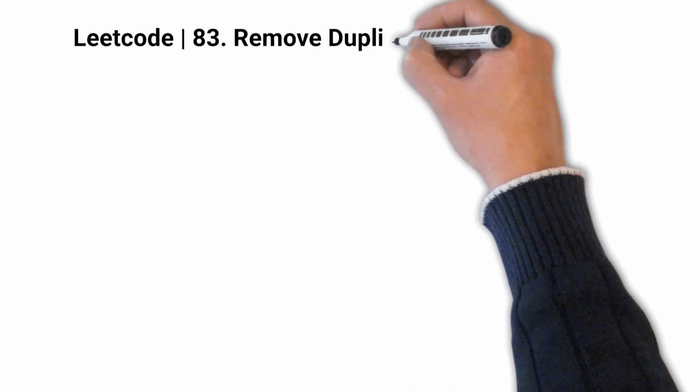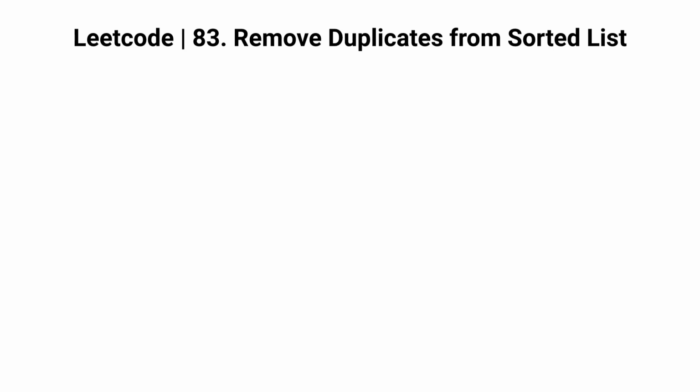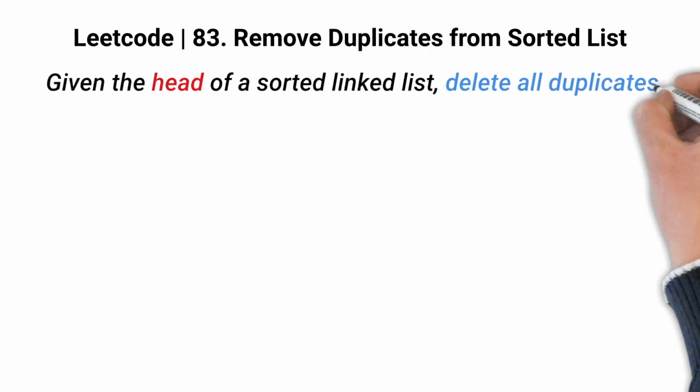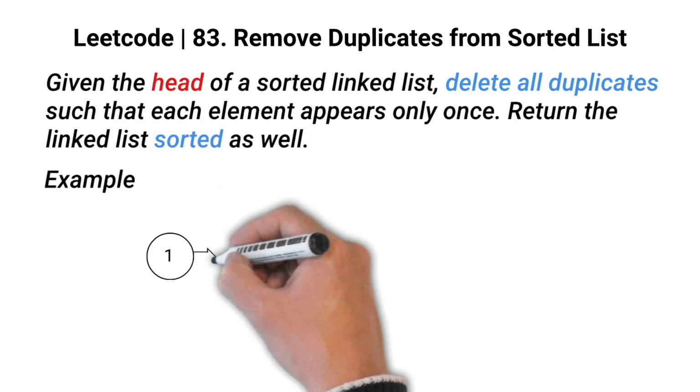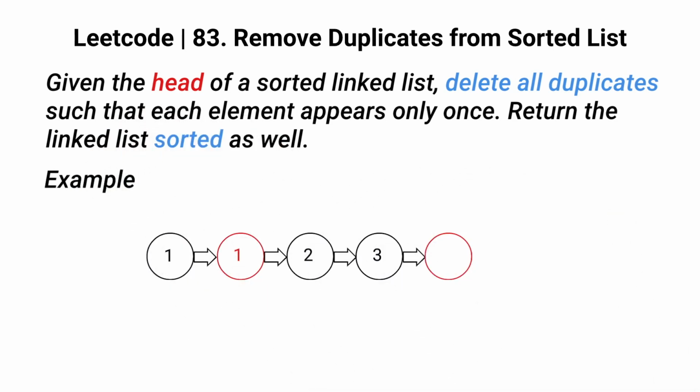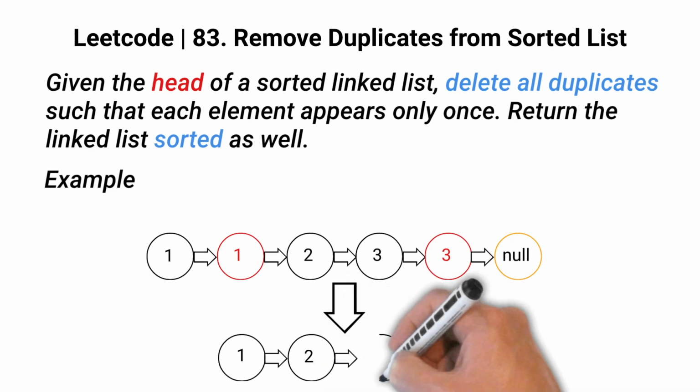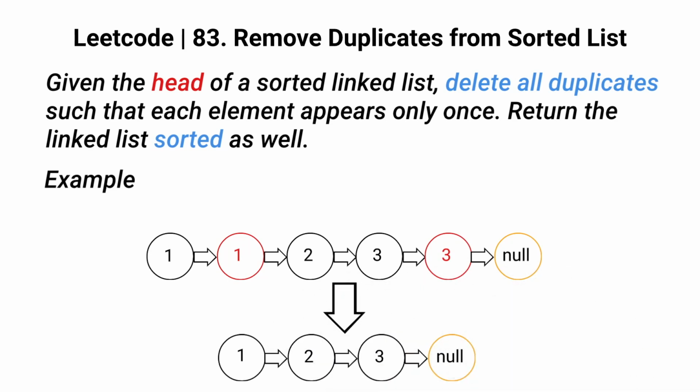Today we're looking at LeetCode Problem 83, remove duplicates from sorted list. Given the head of a sorted linked list, delete all duplicates such that each element appears only once. Return the linked list sorted as well. Example: we have a linked list with 1, 1, 2, 3, 3 and null. And we can see once it's been processed it goes to 1, 2, 3 and null.